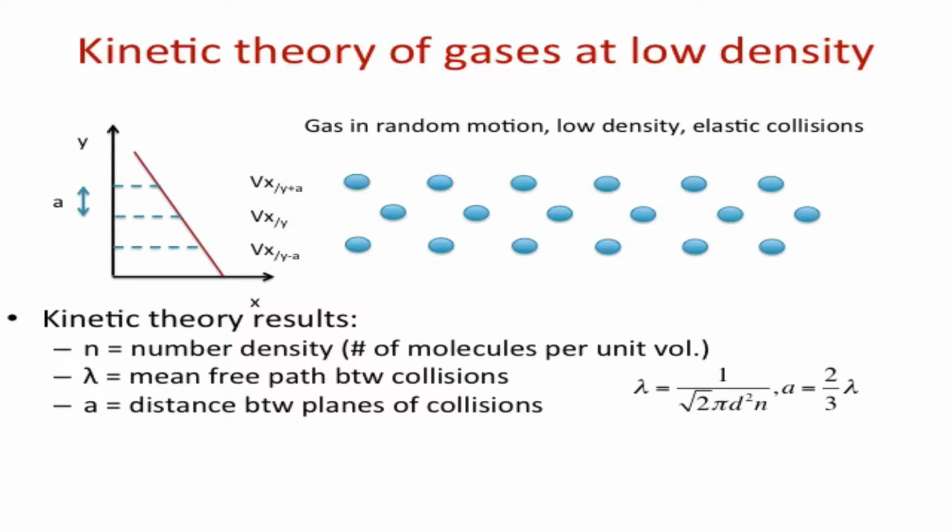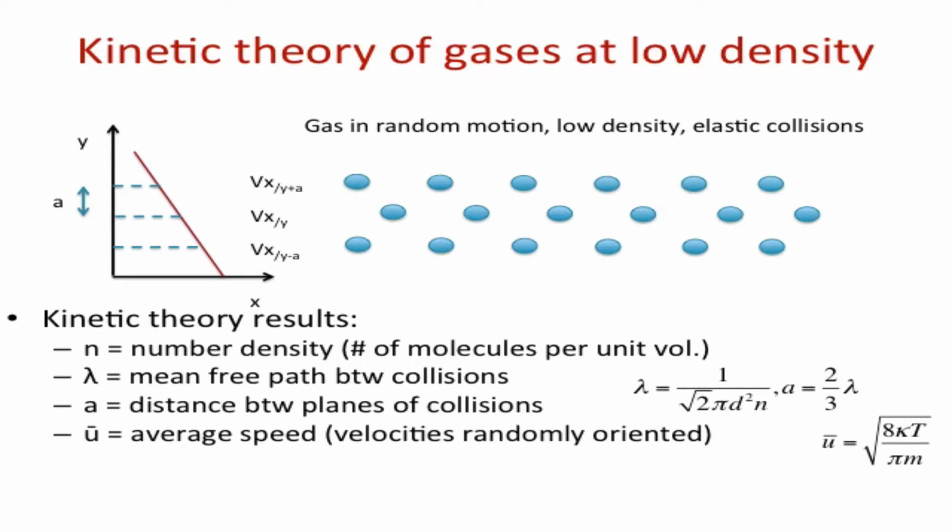Okay? If I'm looking at one of the directions, let's say this is my y direction, there is a planar distance between these two positions, or a y-coordinate difference, that I'm going to refer to as A. So this is the distance between planes of collisions in the y direction or x direction or z direction, it doesn't really matter because we're assuming isotropic situations, so behavior is really similar in all directions. So then this A is 2/3 of lambda. Okay? So those are the results from kinetic theory.